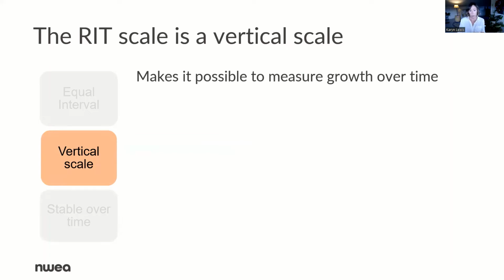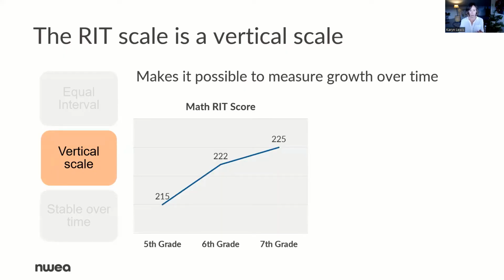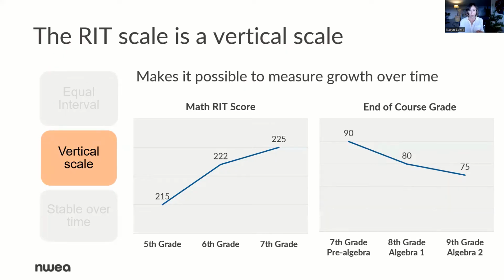The vertical scale is also critical to being able to measure growth over time. You can't make growth determinations in the same way with non-vertical scales. For instance, let's consider comparing students' end of course grades over time with their math RIT scores over time. In the graph on the left, we're looking at a student's performance, let's say in the spring of 5th grade versus 6th grade versus 7th grade. And on the RIT scale, we're seeing they're increasing by a total of 10 points across those two grades. This can be interpreted as growth.